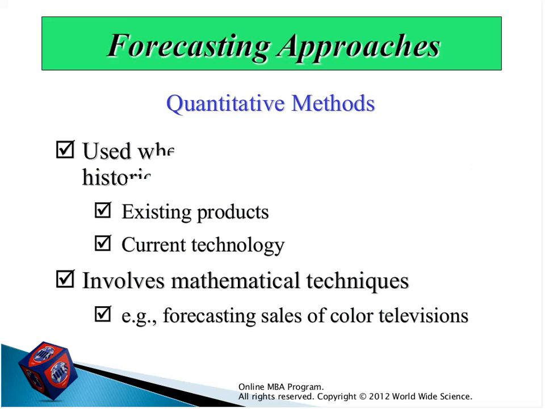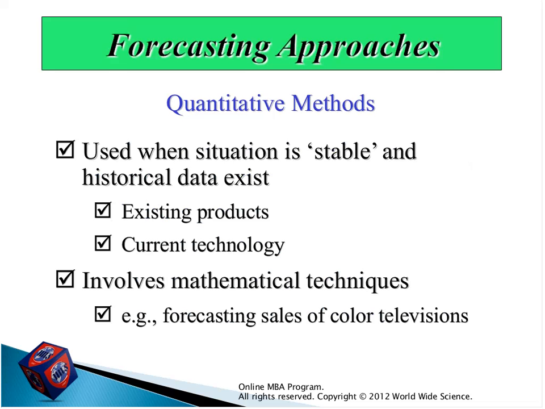Quantitative methods are used generally and widely by managers currently at the moment. Used when situation is stable and historical data exists. What's the meaning of historical data? Because you know about real demand in past months, past year, because they have finished and the real demand exists now for you.